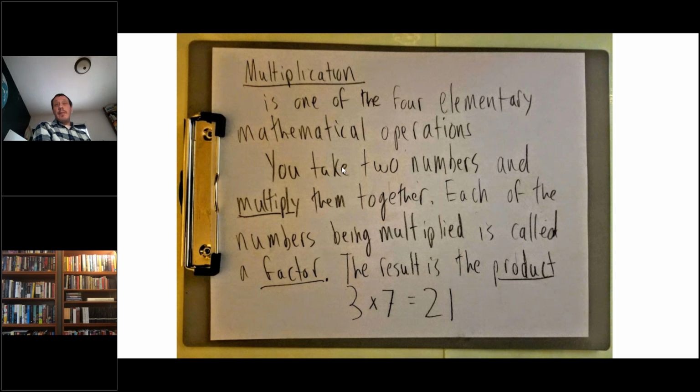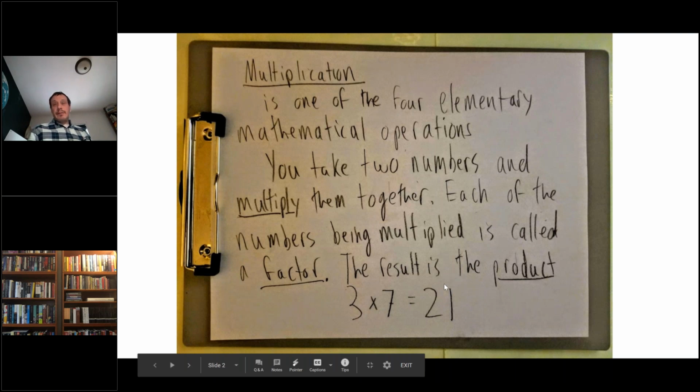So multiplication is one of the 4 elementary mathematical operations. I'm sure you've heard of all of them: subtraction, multiplication, addition, and division. So you take 2 numbers, and multiplication forms a 3rd number. The 2 numbers that you're multiplying are called factors. And sometimes there are other words, like multiplicand, but no one ever really uses them. You can always call them factors. And then the thing that you get, in this example, 3 and 7 are factors, and 21 is the product.